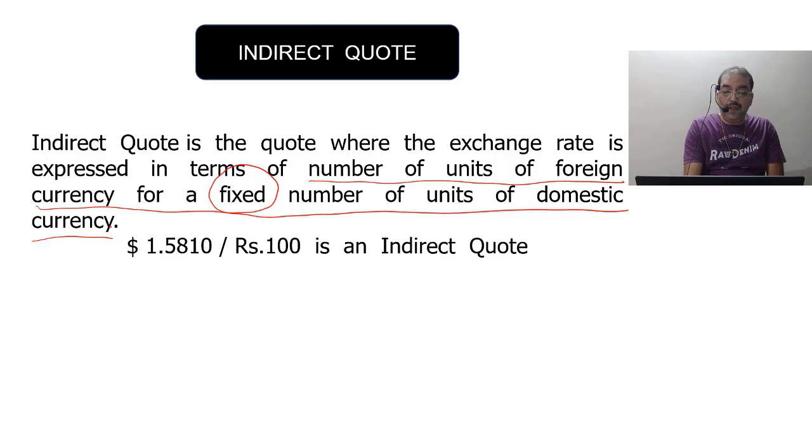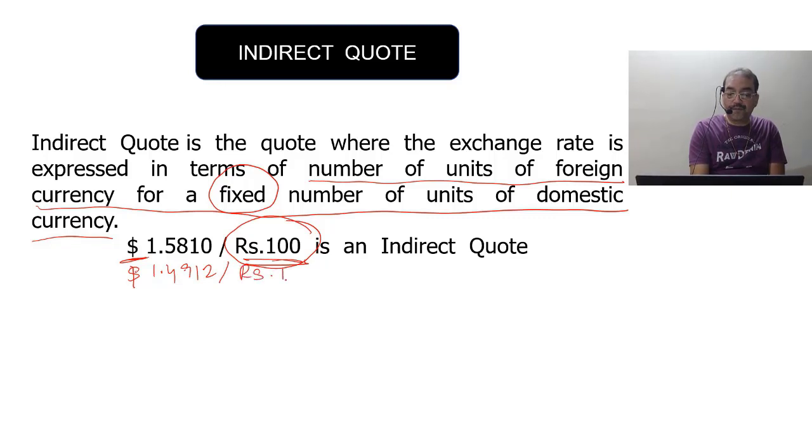How will they write it? Dollar 1.5810 per, not per rupee, per 100 rupees. They will give you per 100 rupees. So number of units of foreign currency per fixed number of units of home currency. Then they will say yesterday the rate was dollar 1.4912 per 100 rupees. That is also an indirect quote. So it is always given per fixed number of units. This is important: fixed number of units of domestic currency, not per unit of domestic currency.